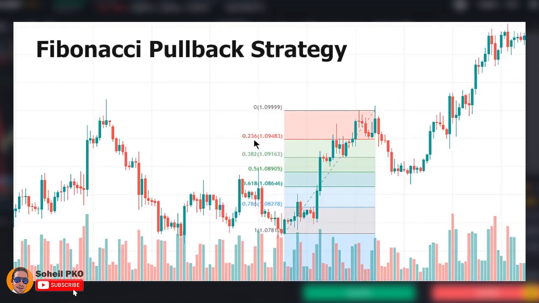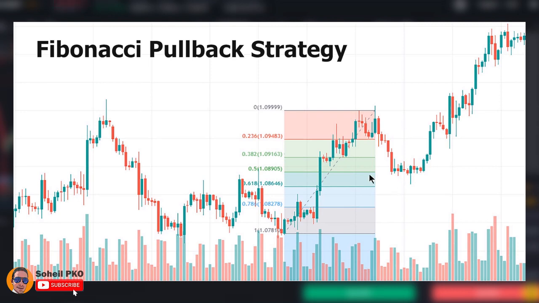And the last strategy I want to explain is Fibonacci pullback strategy. If you're familiar with Fibonacci retracements, you know that this tool is used for discovering when a pullback possibly ends, which makes this tool naturally ideal for trading pullbacks.